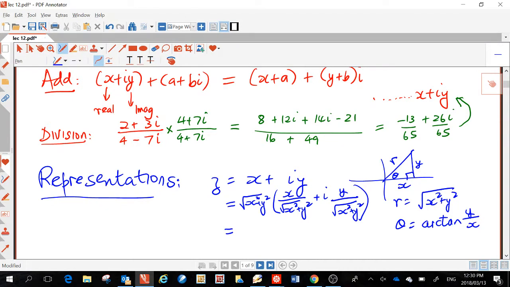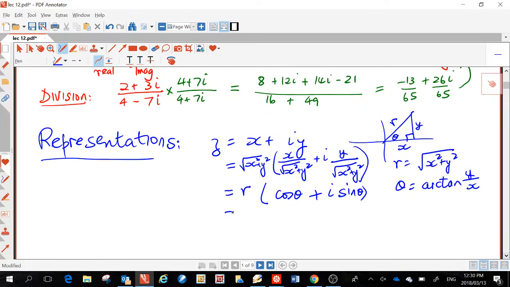But why I'm doing that weird maneuver is to show you that this in front is r. In the bracket, you've got x over root x squared plus y squared, in other words x over r, that's cos theta, plus i, y over root x squared plus y squared is sine theta. So you can write the complex number in the shape r times cos theta plus i sine theta. And it's quite common to save writing time to write it as cis theta. Instead of writing it many times, people abbreviate it.